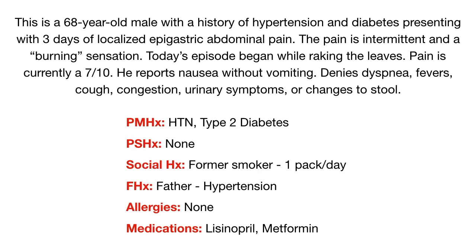You also obtain more information about his general history. He has a past medical history of hypertension and type 2 diabetes. He has no surgical history. He was a former smoker and quit 5 years ago. He used to smoke 1 pack of cigarettes per day. He has a family history of hypertension in his father. He has no allergies, and he takes lisinopril and metformin.